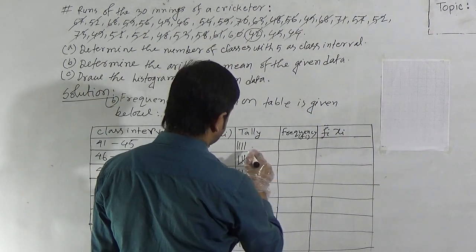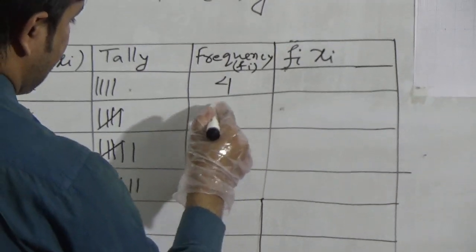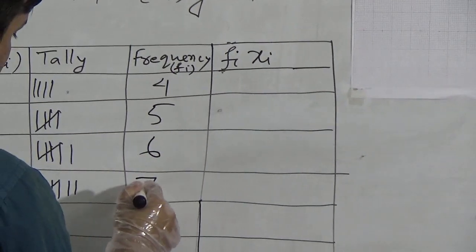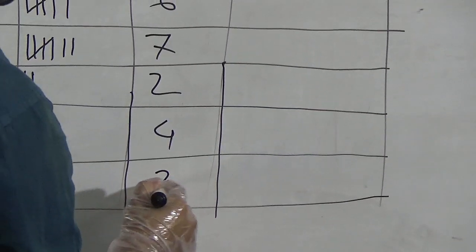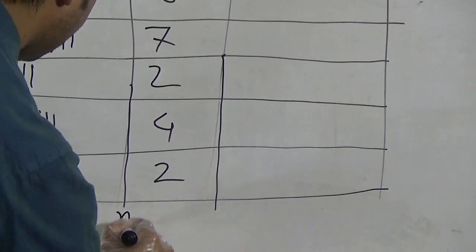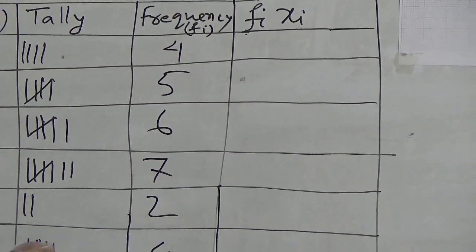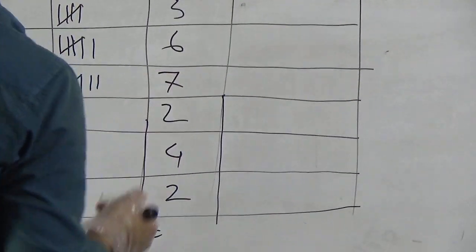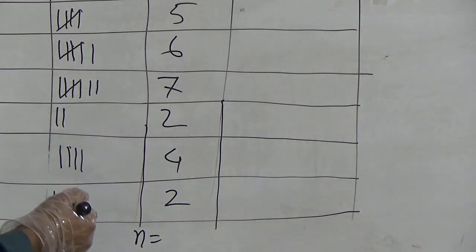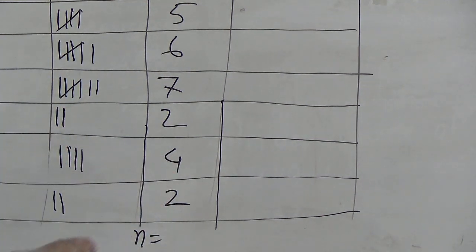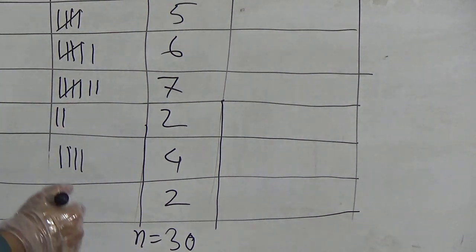So you can write here the frequency by counting the tally: 4 tallies here, 4, this one 5, this one 6, this one 7, this one 2, this one 4 and this one 2. Total will be n, that is 4 plus 5 is 9, plus 6 is 15, plus 7 is 22, plus 2 is 24, plus 4 is 28, and 2, that is 30. So total 30 is here.